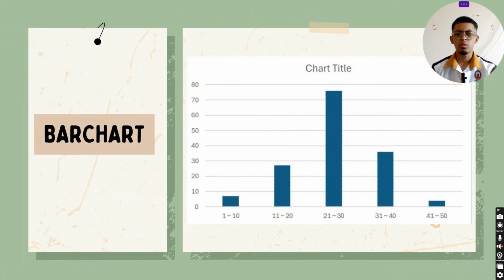Next, we need to look at the bar chart. As we can see, the x-axis of the bar chart represents the class range, which is 1 to 10 years old, 11 to 20 years old, 21 to 30 years old, 31 to 40 years old, and 41 to 50 years old. And the y-axis represents the frequency. From the bar chart, we get the least frequency from the class range of 41 to 50 years old, and the most frequency from 21 to 30 years old.